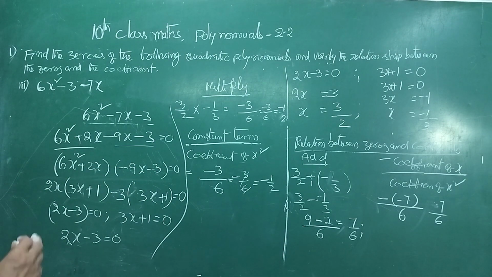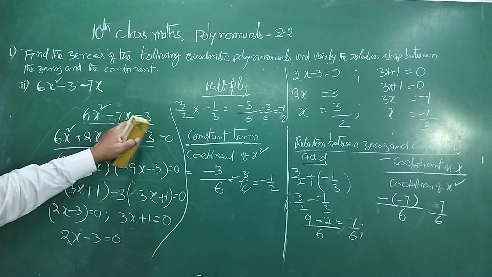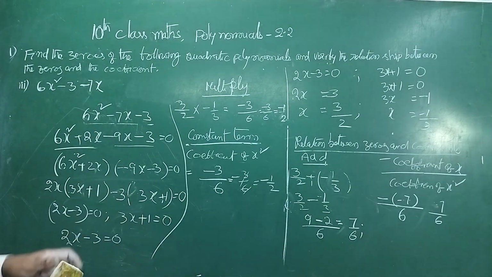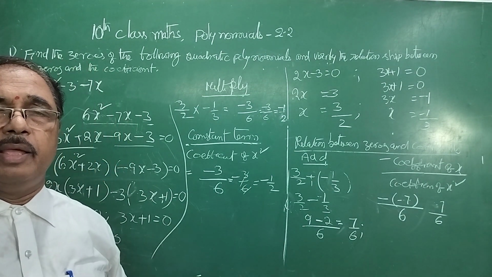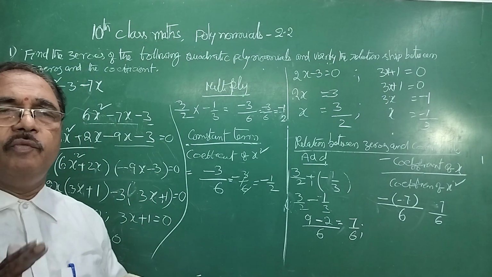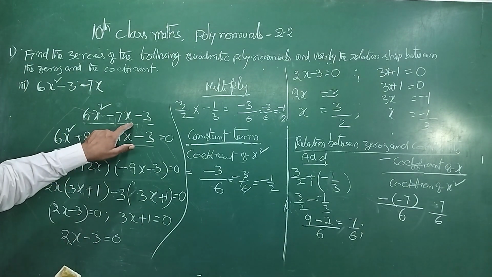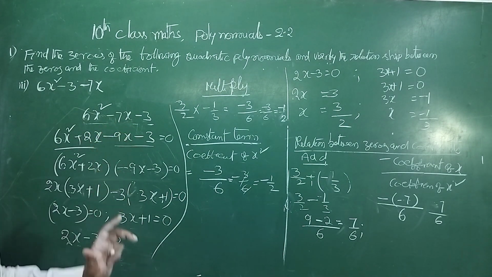Zeros of the polynomial: first the x square term and the last constant term we have to multiply, so we get 18x square. We have to divide in such a way that when we multiply we get 18x square, and when we add we get the middle term of x.